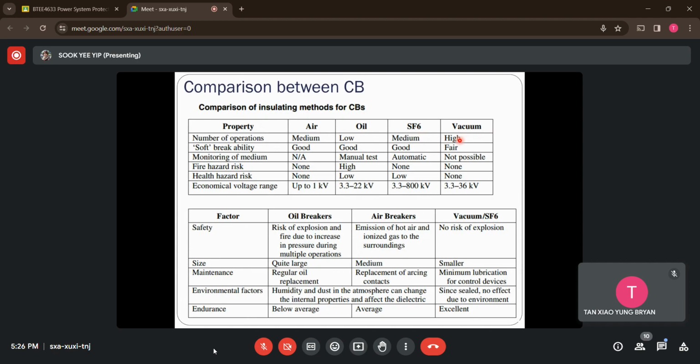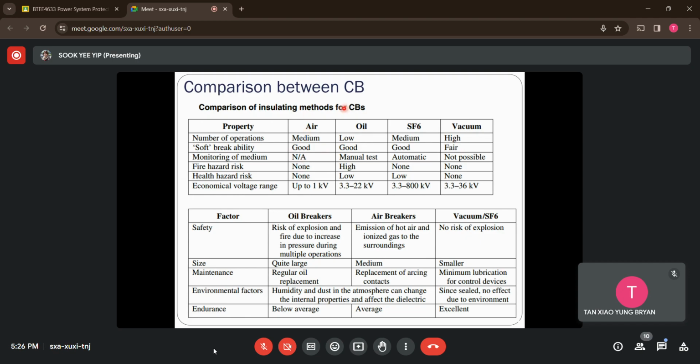The next one is in terms of short-circuit breakability. Most of them have good performance, only the vacuum has fair performance. The third item to be compared right now is in terms of the medium: do you need to monitor it or not for its proper operation? For air breakers, as the arc termination occurs at atmospheric pressure, you can't control it, so it's not applicable for air breakers.